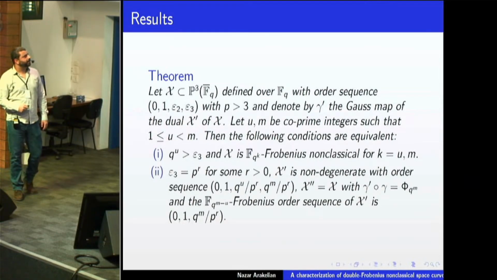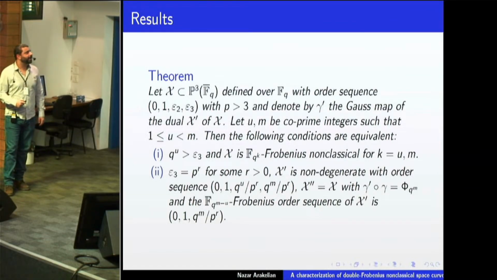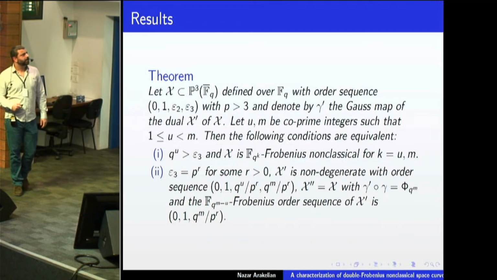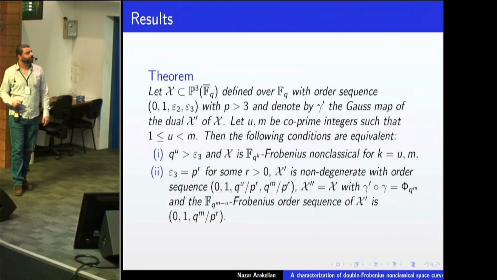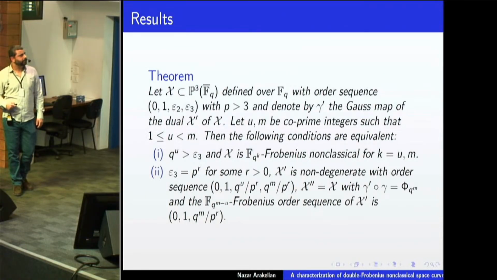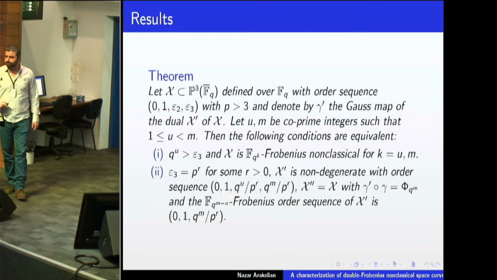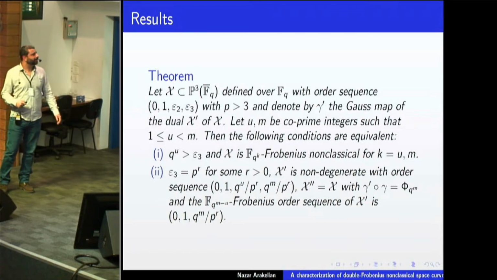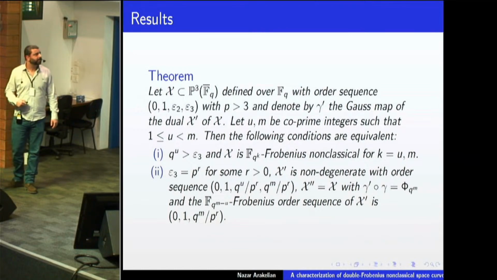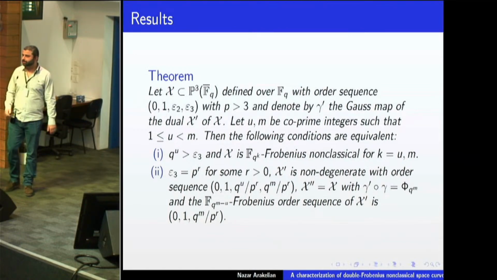q to the u is bigger than epsilon 3 and X is double Frobenius non-classical, if and only if epsilon 3 equals p to the r for some r, and the dual is non-degenerate with this order sequence. You have this nice dual property: the composition of the Gauss maps is the Frobenius q to the m map. And moreover, the q to the m minus u Frobenius order sequence of X prime is this one.